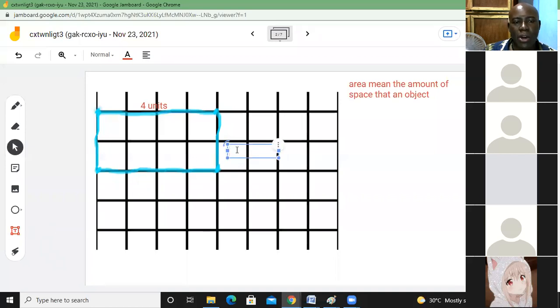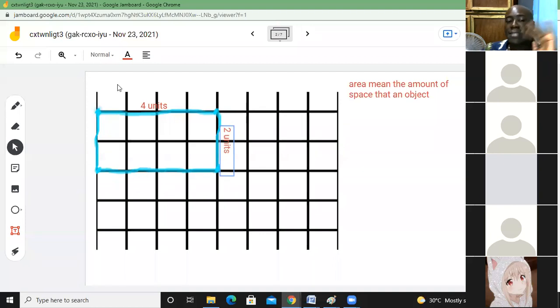Can anybody tell me the dimension for the width? 2 units, sir. 2 units, very good. Let me put it along the side. Now, we're looking at the rectangle. It's a 4 by 2.